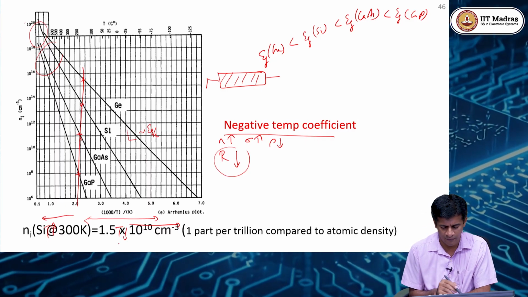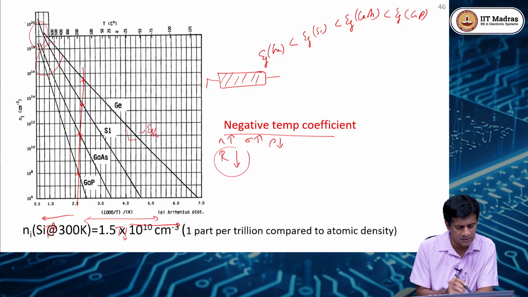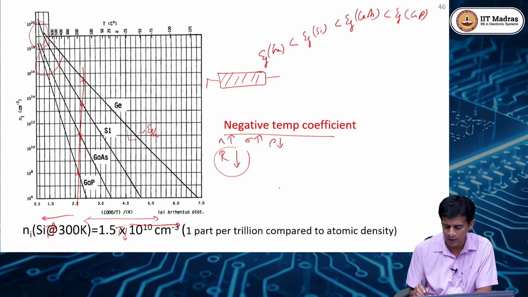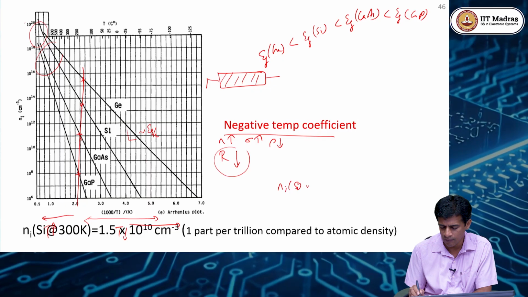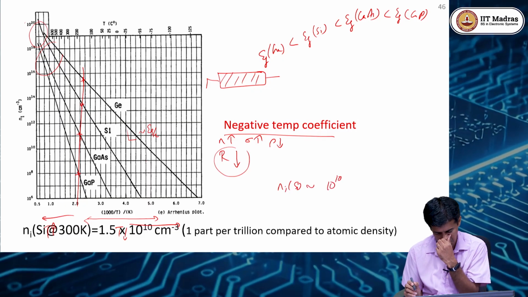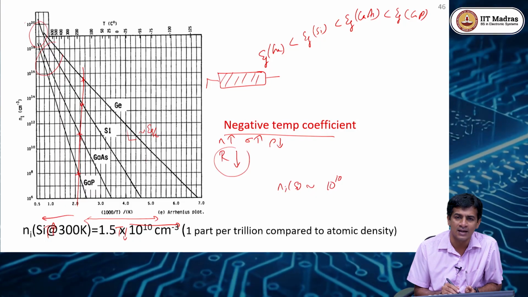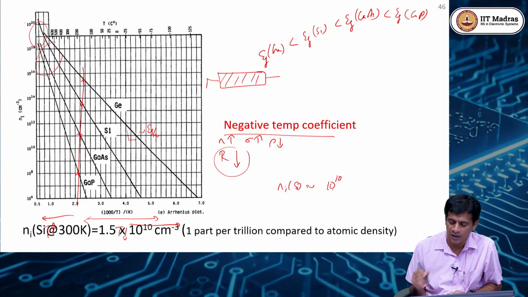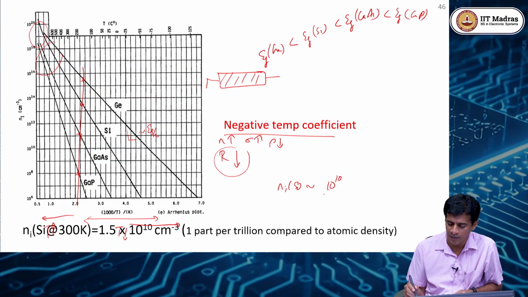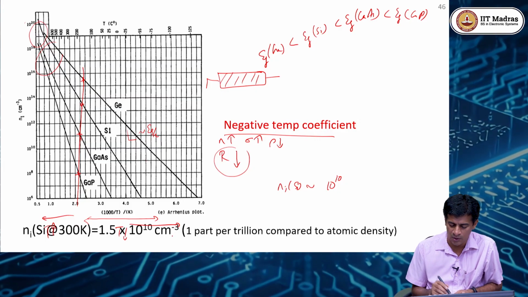And for silicon, if you look at this number at 300 Kelvin, it will come out to be roughly around 10 to the power of 10. So this number also you should try to remember. It may not be exactly 1.5, it's around 10 to the power of 10. So this you should remember.